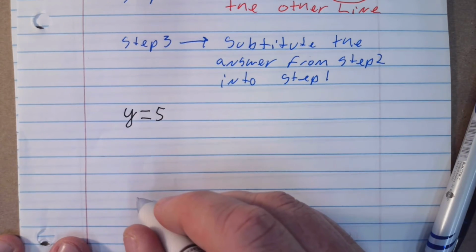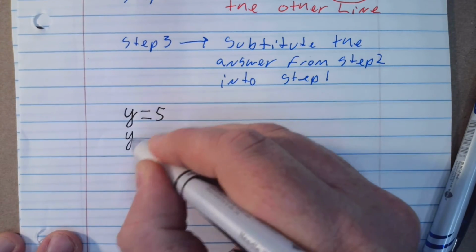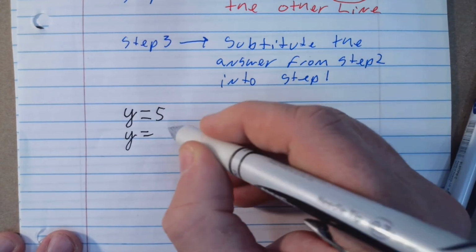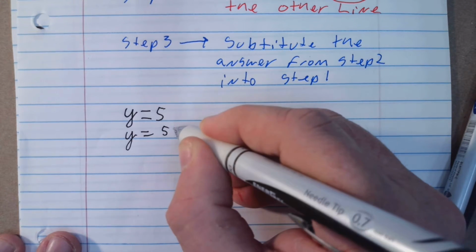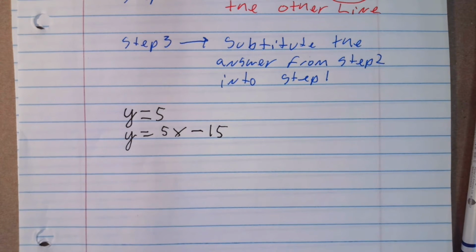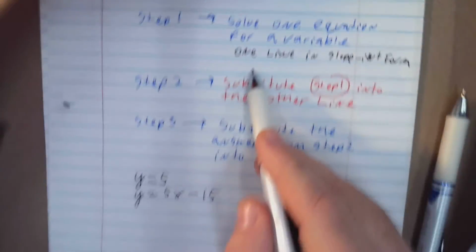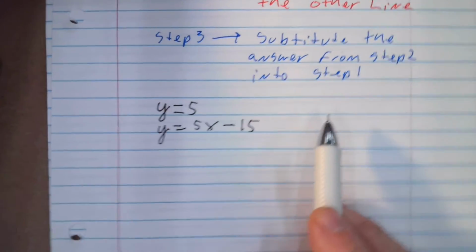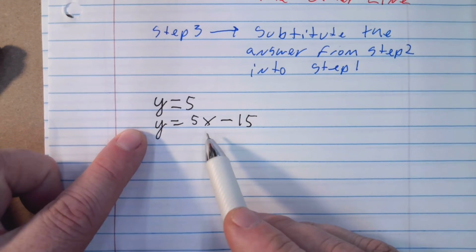Okay, there's one line. And here's going to be another one. Okay. So I'm going to look at step 1. Solve one equation for a variable. Basically, I need one line in slope-intercept form. They're both in slope-intercept form, basically, right?